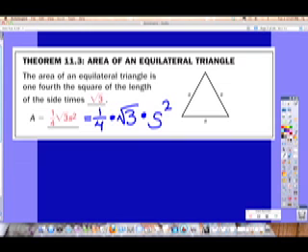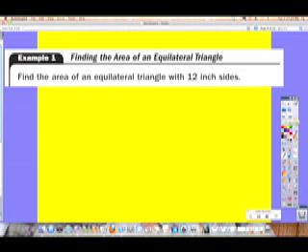Let's use it. It says, find the area of an equilateral triangle with 12-inch sides. Do yourself a favor and draw a teeny tiny sketch. So we have an equilateral triangle, all sides are 12. Well, if it's equilateral, then we can use that formula we just wrote down. So the area is going to be 1/4 times the square root of 3 times the sides squared.